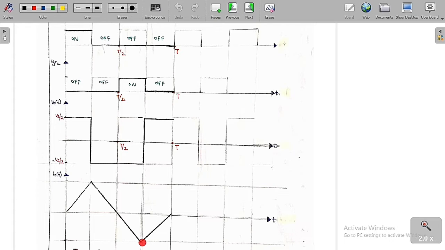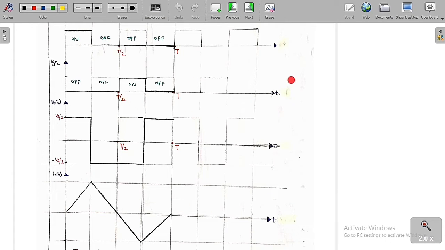After that, again I am going to turn off both the thyristors. Then what is going to happen? Then D1 is going to conduct. Whenever D1 conducts, the output voltage is equal to Vs by 2. So the current is going to decay slowly, and finally it comes to 0. So this is the diagram we are going to get.